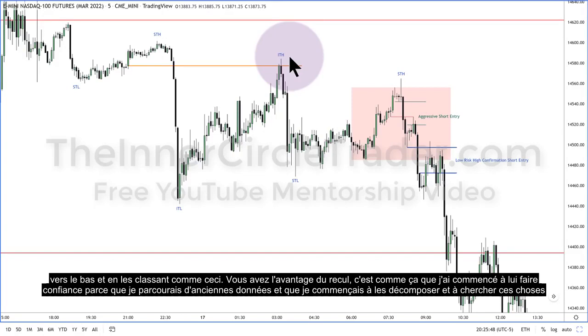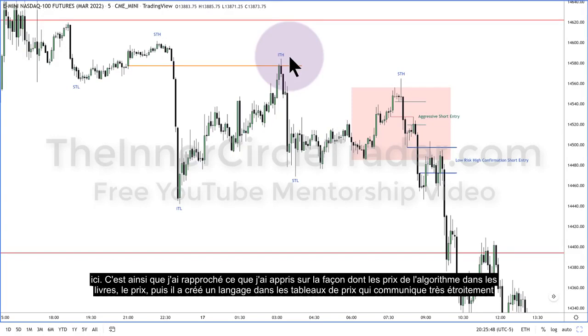That's how I began to trust it, because I would go through old data and start breaking them down and looking for these things right here. That's how I bridged what I learned about how the algorithm prices and books price, and then I made a language within price charts that communicates very closely what it's doing. This is the language that I've created for all of you to understand what it is I'm trying to interpret to you that have never seen this before.